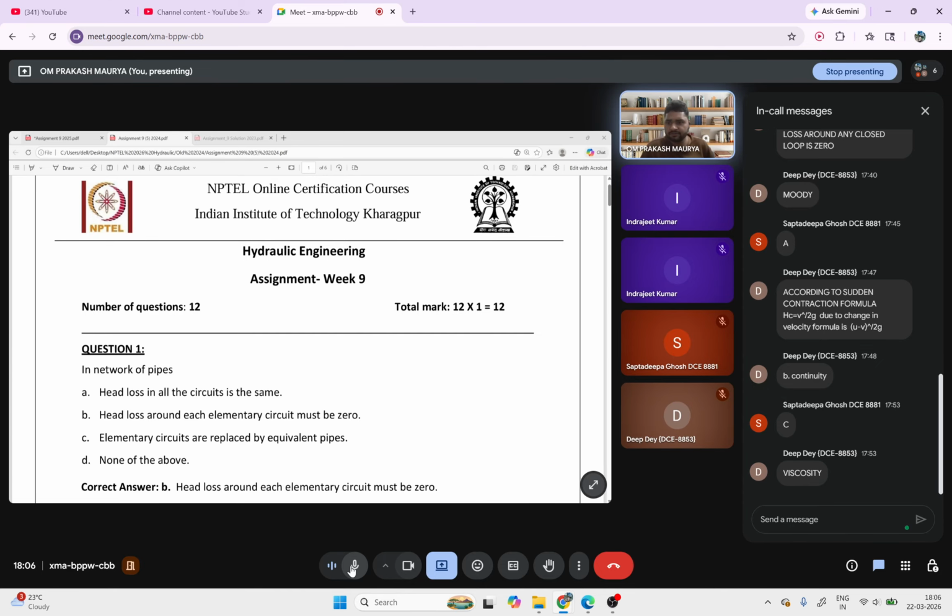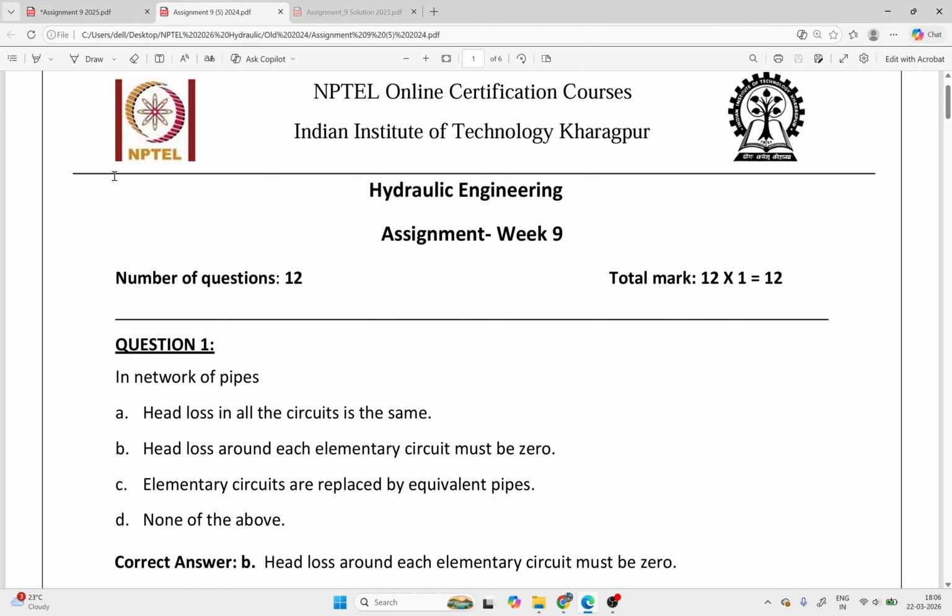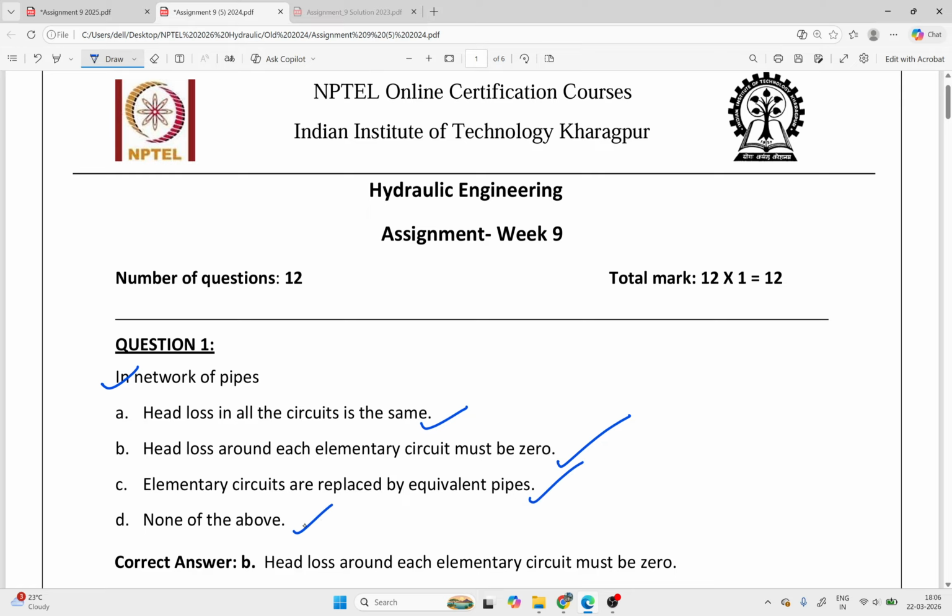Okay, so let us start. Question one here, let me just take the pen. In a network of pipes, the head loss in all circuits is the same; the head loss around each elementary circuit must be zero; the elementary circuits are replaced by an equivalent pipe; none of the above. As we have already discussed, the head loss around each elementary circuit must be zero. It is a similar question, only the language is different.